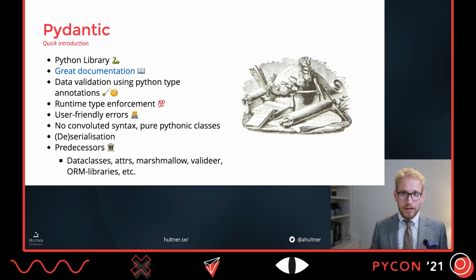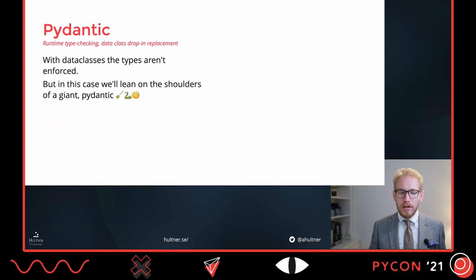And the documentation is really great, and as you can see, it's blue here in the slide, and that means you can click the link if you go to the slides afterwards and find all the nice documentation yourself. So let's get into Pydantic then. Runtime type checking is of course very nice, and this is what we want to do. So let's lean on the shoulders of the giant in the house, which is Pydantic in this case.